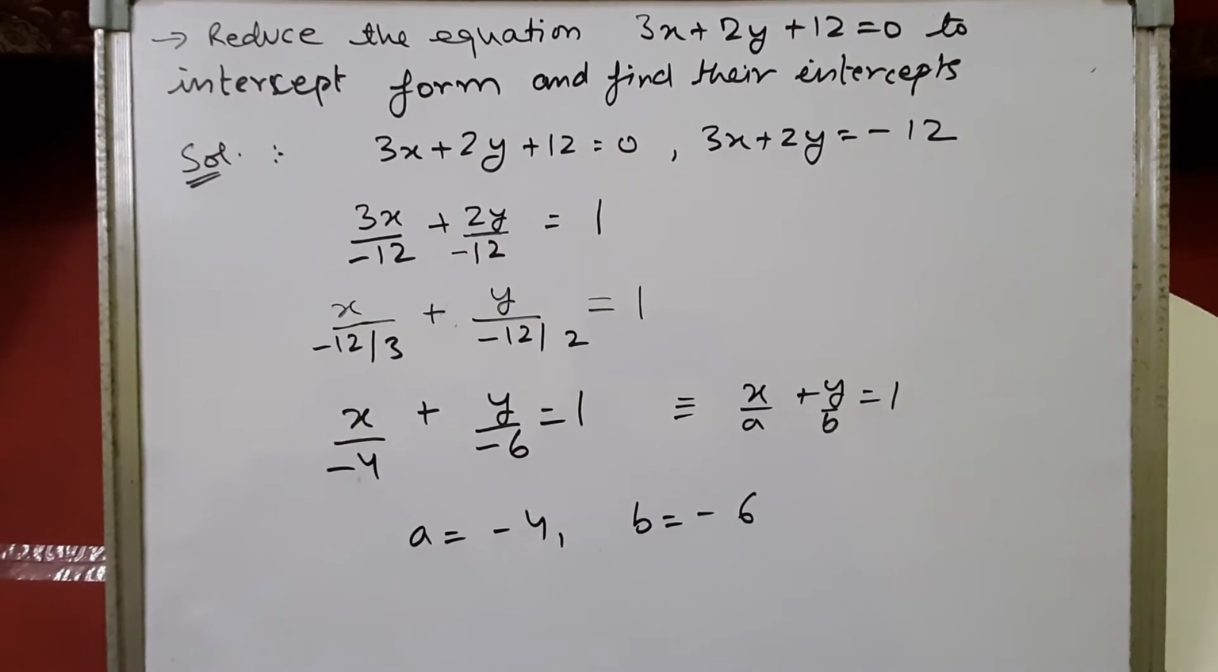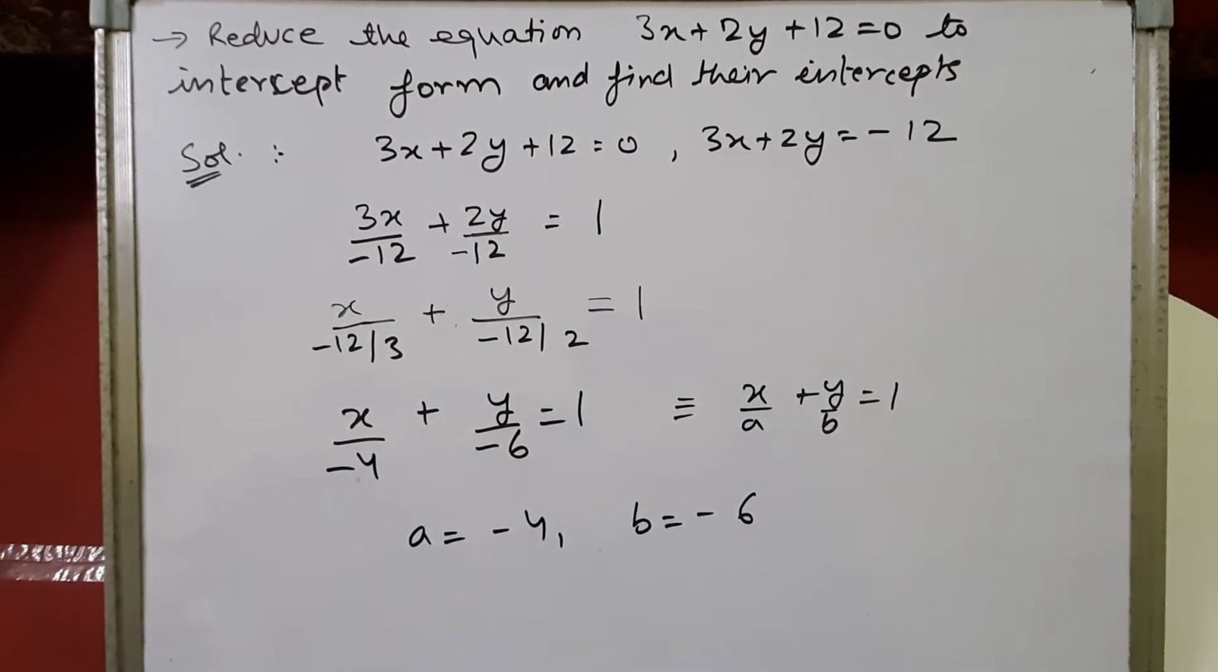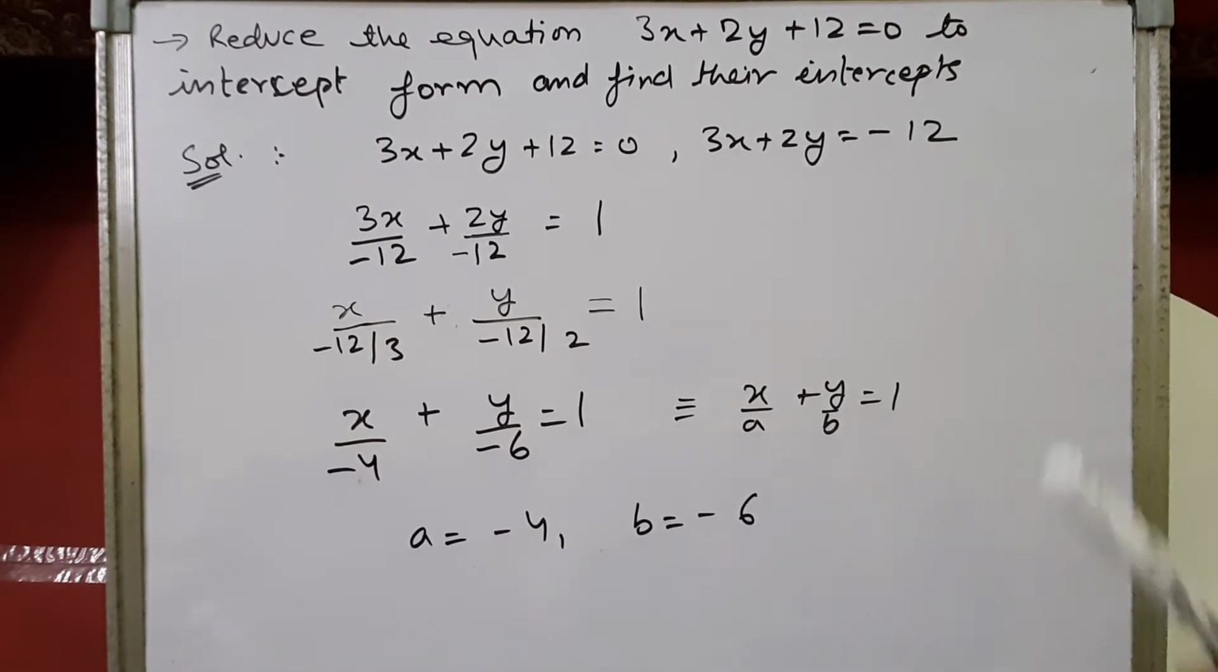Let's see another sum, children. In this sum, it is given: reduce the equation 3x plus 2y plus 12 equals 0 to the intercept form and find the intercepts. So let's see the solution.